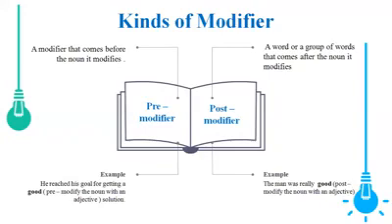Post-modifier, the second one, is a word or a group of words that comes after the noun it modifies. This modifier will come after the noun. Example: the man was really good. Here you see the noun is man, and there is a gap, and you have to post-modify the noun with an adjective. The man was really good. Good is an adjective. Or you can write the man was really honest, the man was really intelligent, etc.